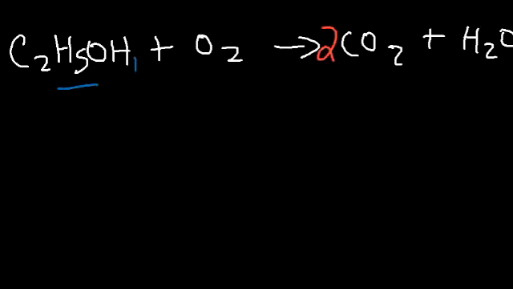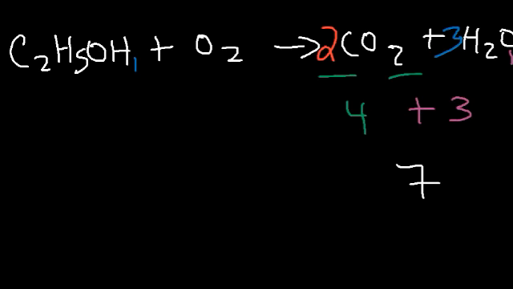And we have a total of 6 hydrogen atoms. 5 plus 1 is 6. 6 divided by 2 is 3, so we need to put a 3 in front of H2O. Now notice that we have 4 oxygen atoms from the 2 CO2 molecules and 3 oxygen atoms from the 3 water molecules. 4 plus 3 is 7.